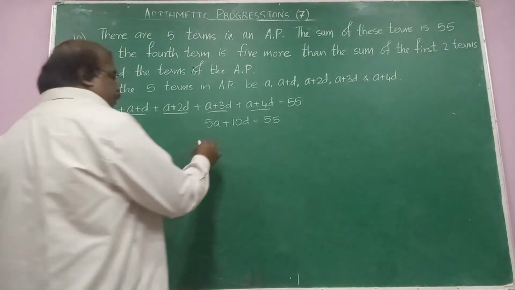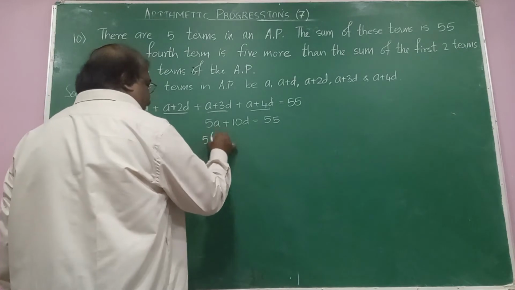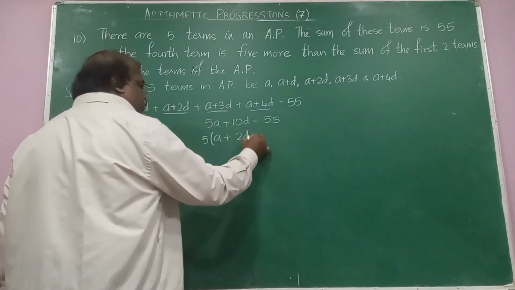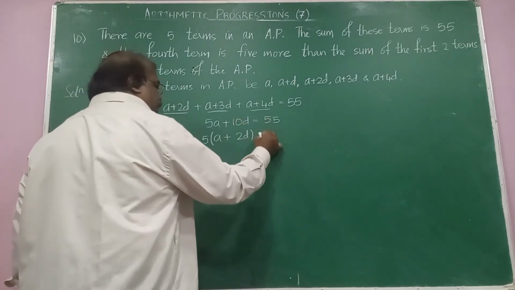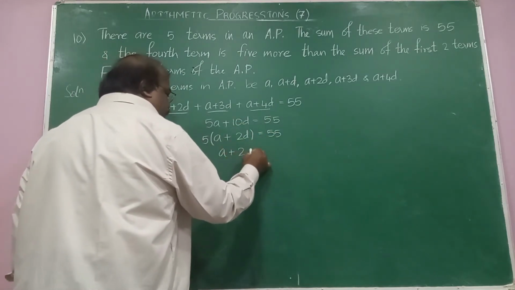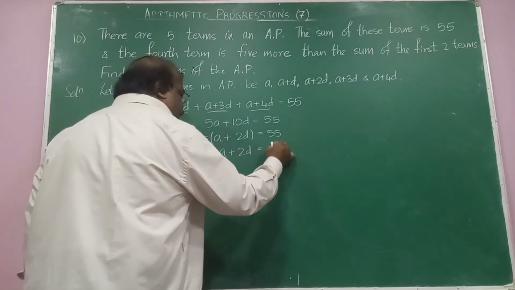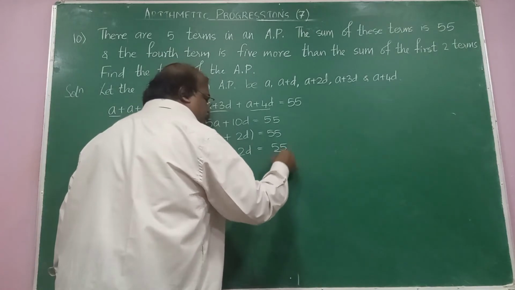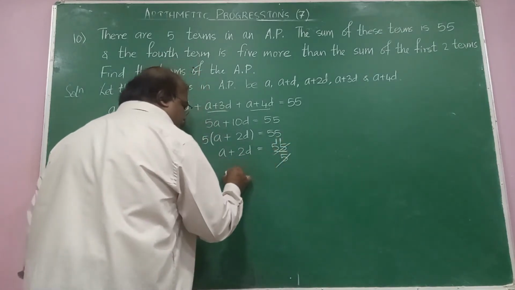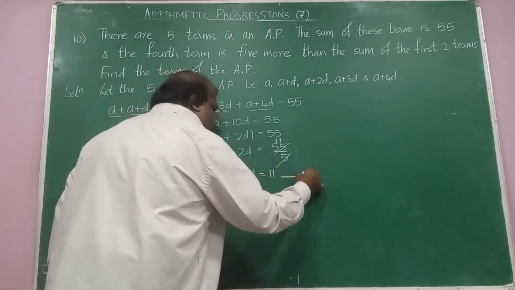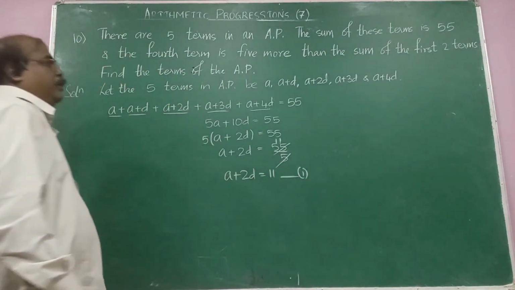I can remove a common factor. What is the common factor this side? 5. 5 into A, 5A. 5 into 2D, 10D is equal to 55. So equation 1, A plus 2D is equal to 55 upon 5, that is 11. That 5 going that side goes to the denominator. 5 ones are 5, 5 11s are 55. So I have got equation number 1.